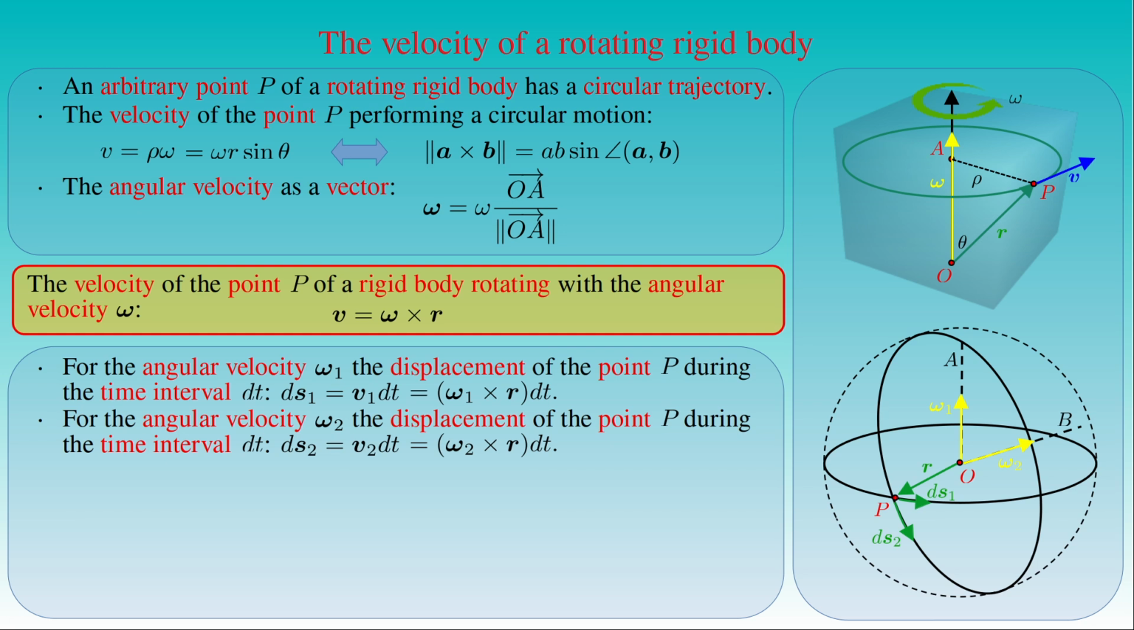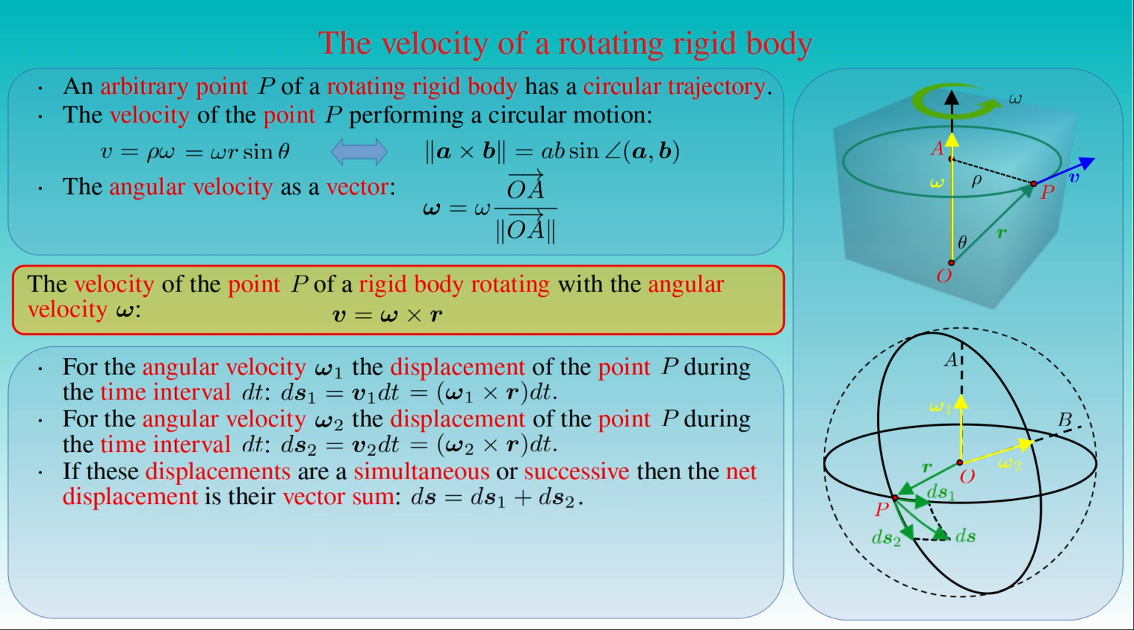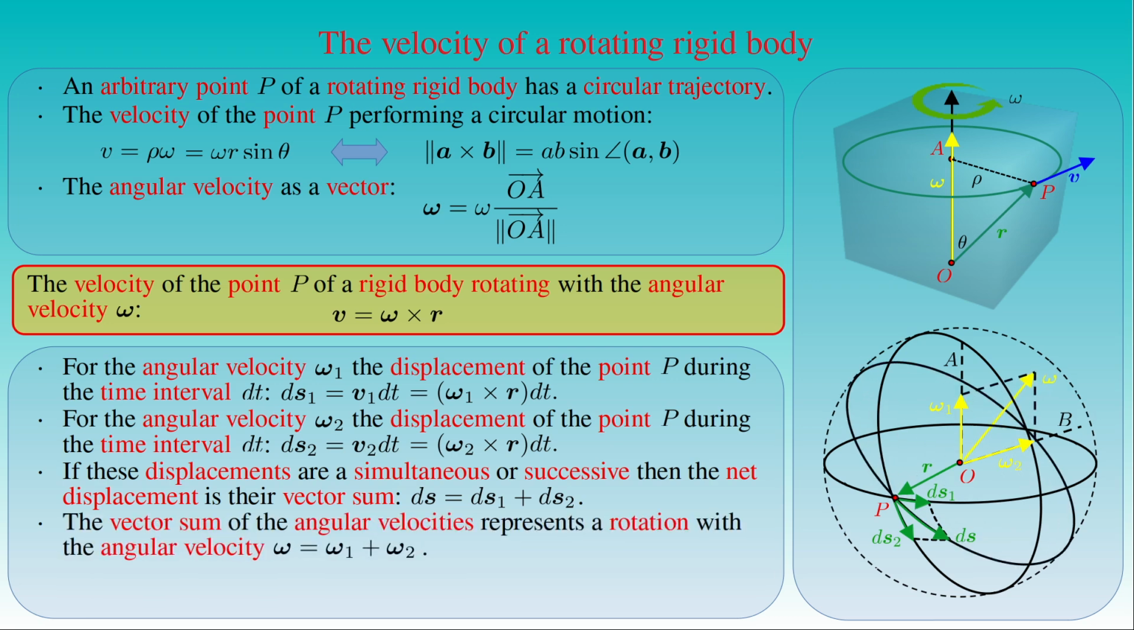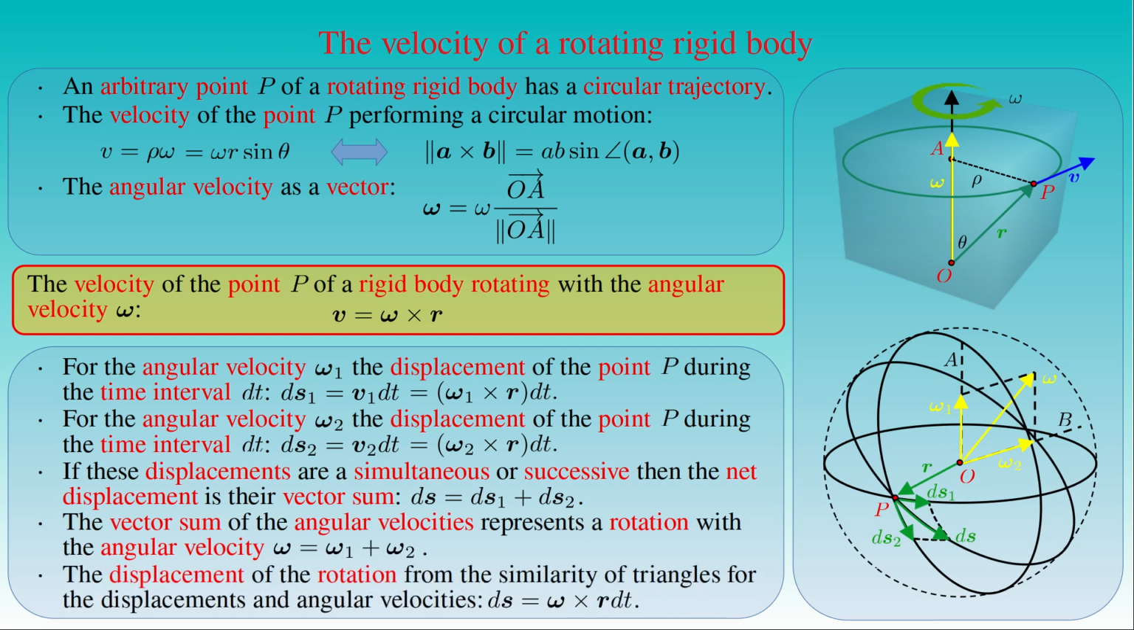If we rotate the point P with the angular velocities omega 1 and omega 2 either simultaneously or successively, then the net displacement ds of the point P is given by the vector sum of the displacements ds1 and ds2. However, we obtain the same net displacement if we compute the vector sum omega of the angular velocities omega 1 and omega 2, and construct the displacement ds as the cross product of the vector omega and the position vector r of the point P, times dt. This statement follows from the comparison of the similar triangles seen in the vector sums of the angular velocities and the displacement vectors. We can go even further in the interpretation of a rotation as a vector.